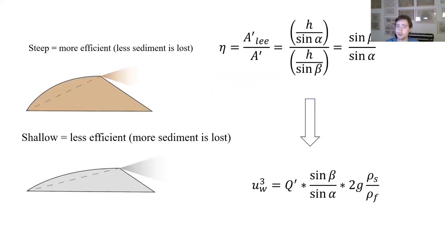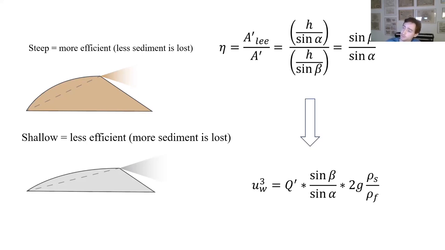And we can show that in this equation. So basically a steeper dune is more efficient, converts more wind energy into mechanical dune energy, than a shallower dune. And this proportion can be exactly determined by the equation of sine of beta over the sine of alpha. Right, so essentially a steeper dune has a higher efficiency. So I hope that's a little bit clear.